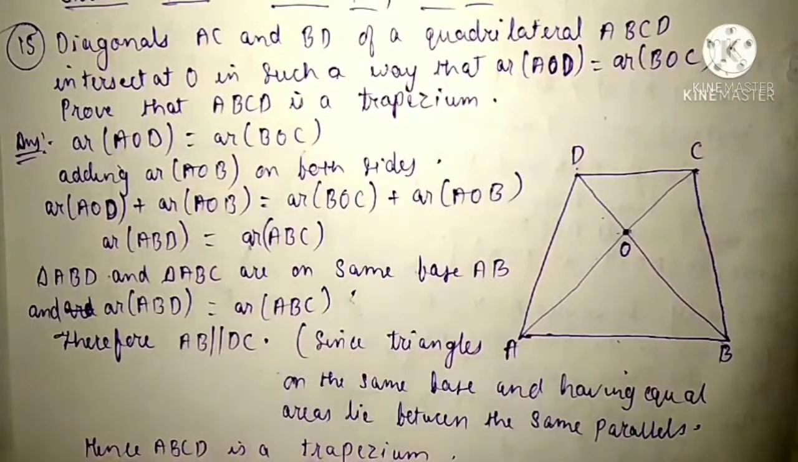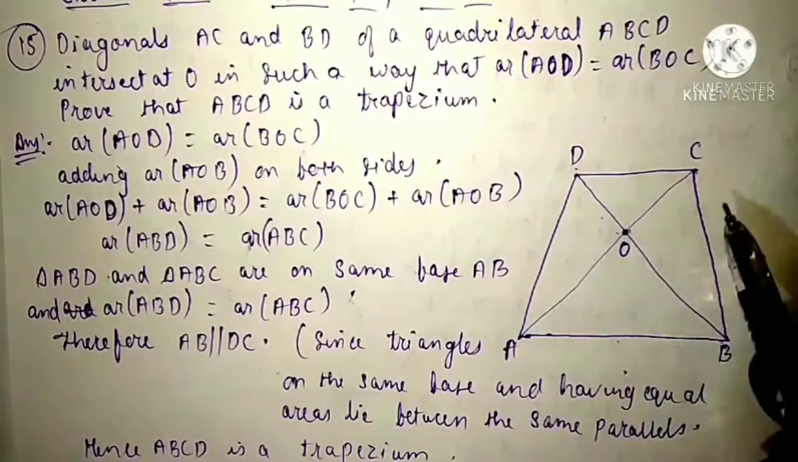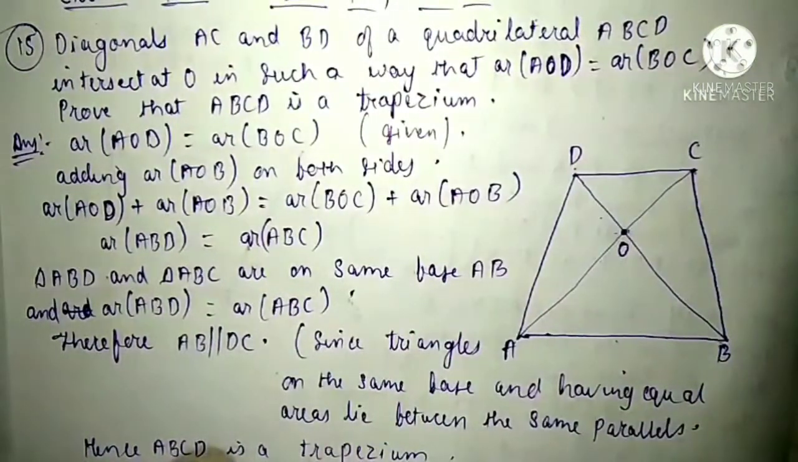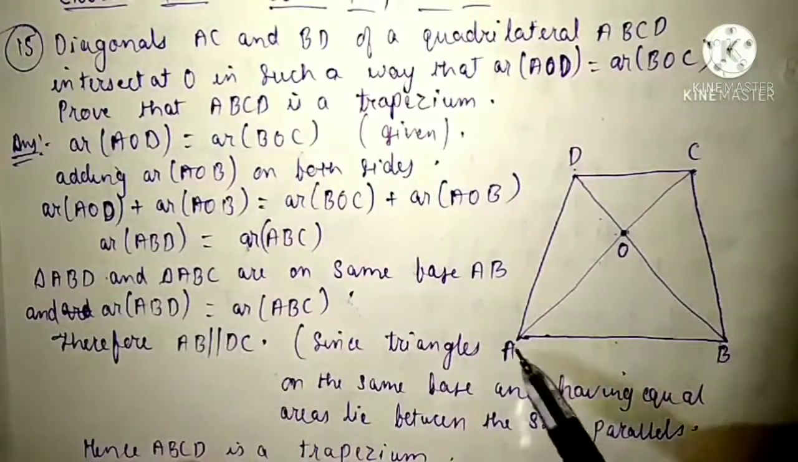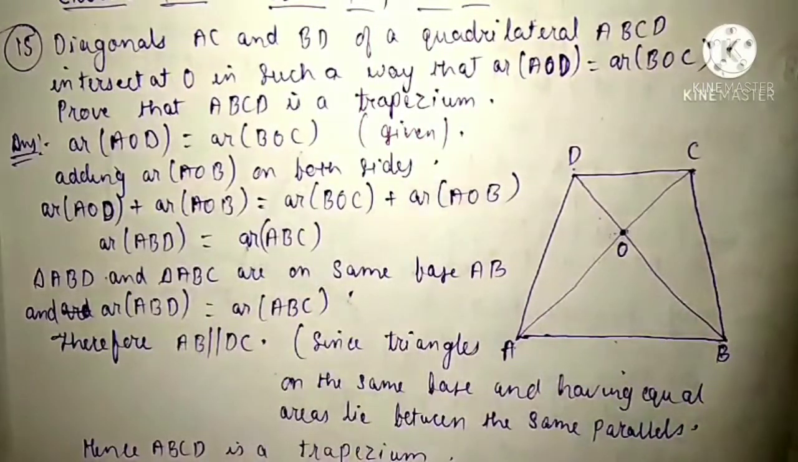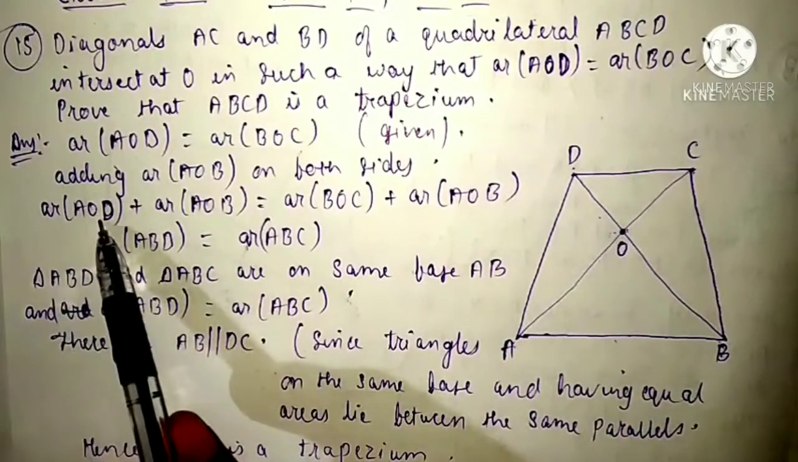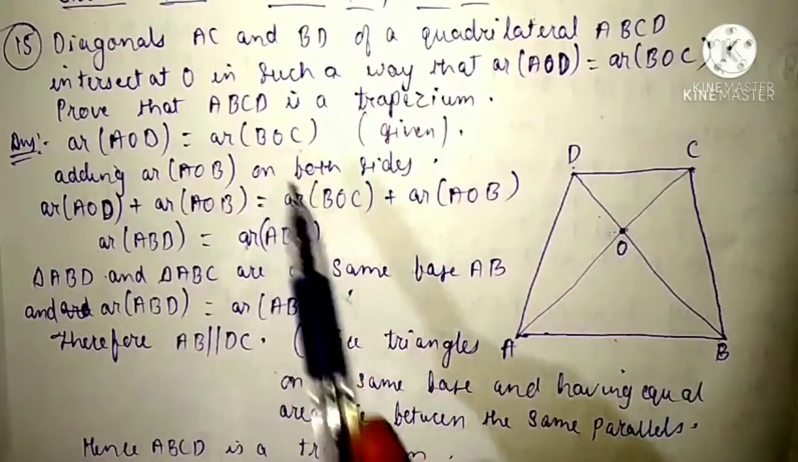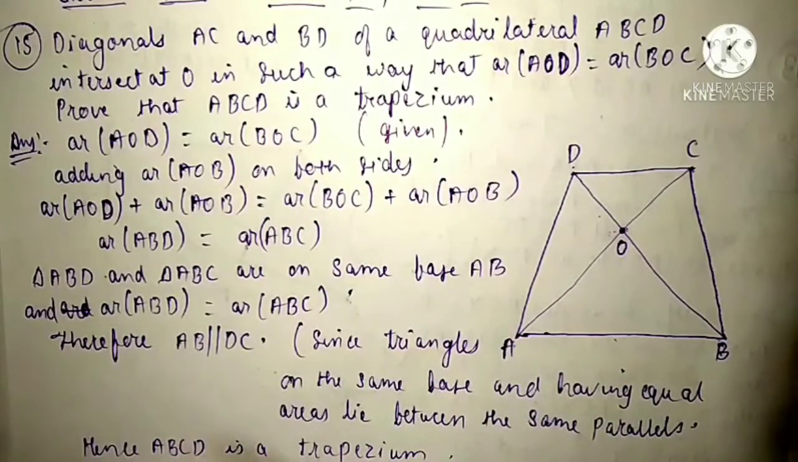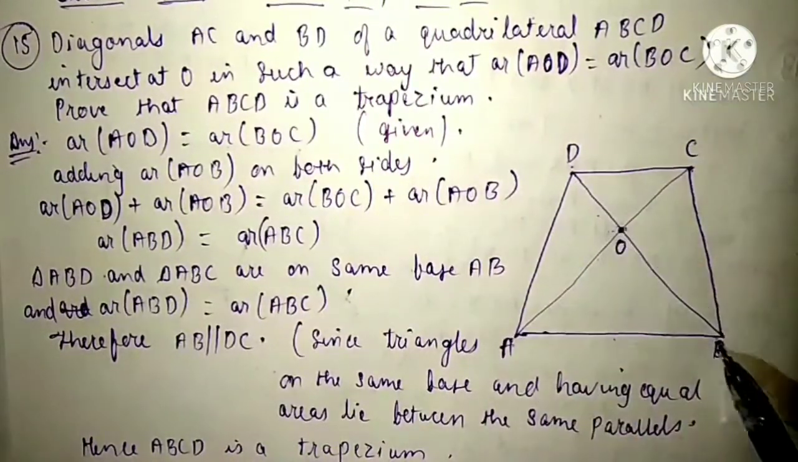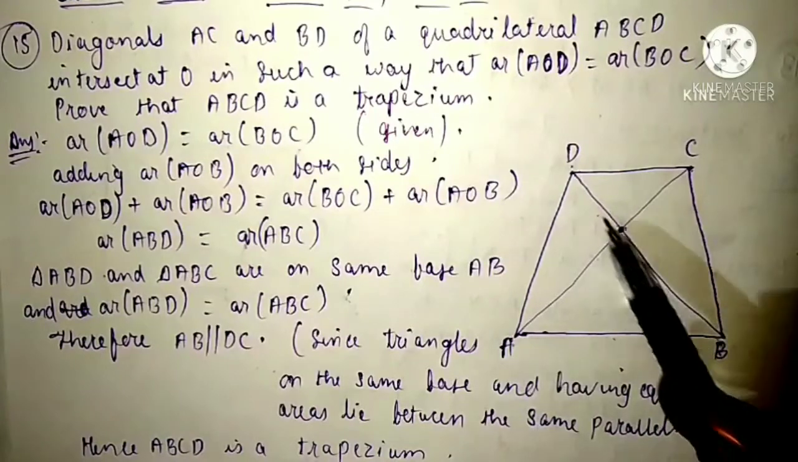First of all, it is given to us that area of AOD is equal to area of BOC. AOD is equal to BOC, given here. Now what we will do, we will add area of AOB on both sides. So adding area of AOB on both sides, area of AOD plus area of AOB is equal to area of BOC plus area of AOB. So this is AOD and this is AOB. So this full triangle will be formed.